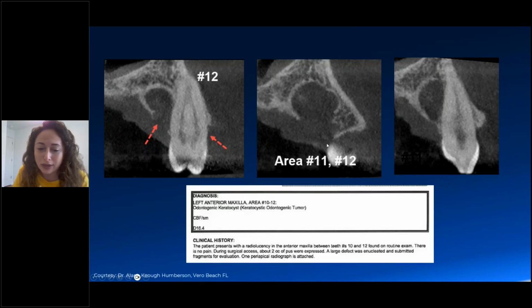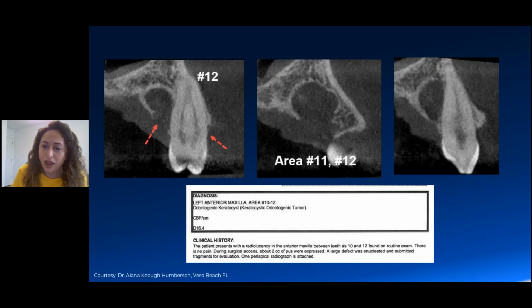And this actually turned out to be an OKC or a KOT, it depends on which terminology you're used to. But this is a very aggressive cyst or a neoplasm. And it's important to recognize what kind of cyst it is, to actually biopsy, and not just intervene surgically and remove the cyst before knowing what it is, because this is not just aggressive, but it has a very high recurrence rate.